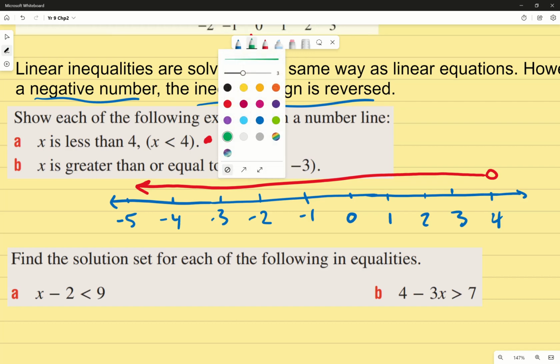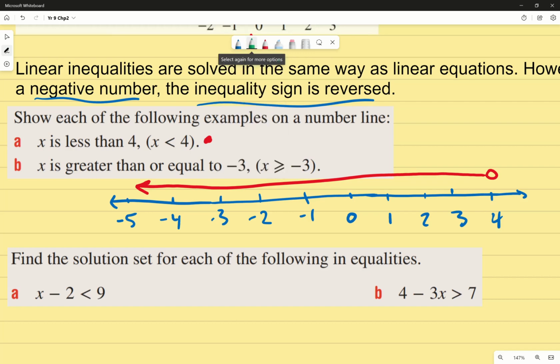Now for the next one, it says X is greater than or equal to -3. So I'm going to use a dot at -3. It says or equal to. So I'm going to use a closed dot to represent it can be -3. It says greater than or equal to. So greater than, of course, is more positive. More positive means we go to the right. And it should look something like that. That would be this answer here. Any questions about that?